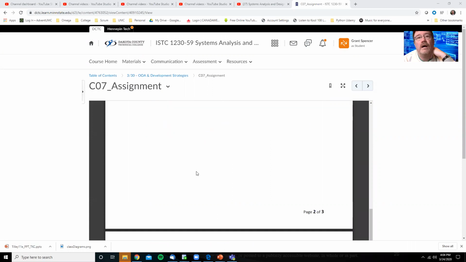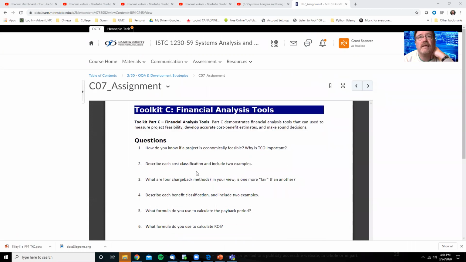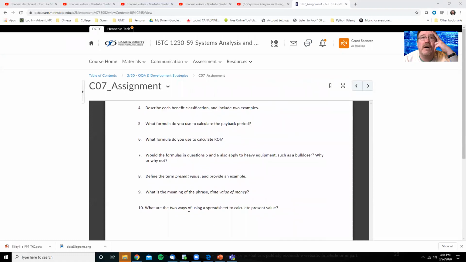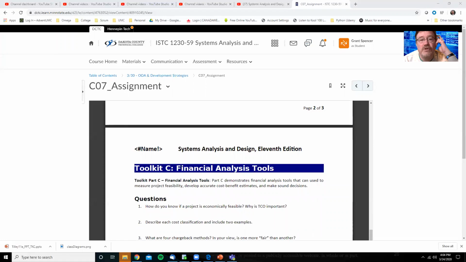All right, so hopefully that's not too taxing. And then financial analysis. I used to actually get students to do a financial analysis, but in the end, after dealing with too many mental breakdowns, I said, forget it, we're not going to do that. So this is basically all review questions from Toolkit C, which is found in the back of the book. So that's what we've got for development strategies.